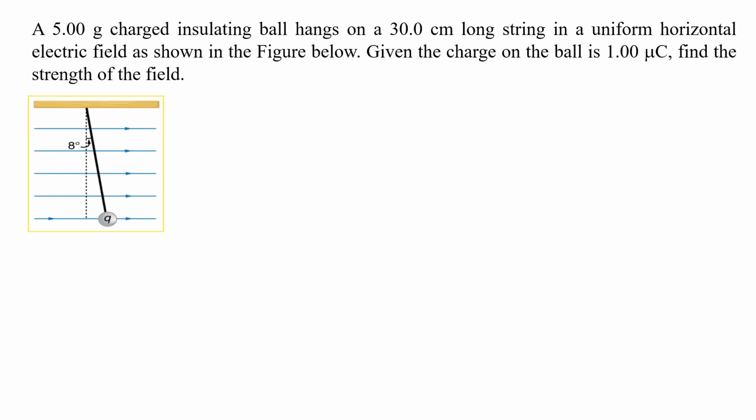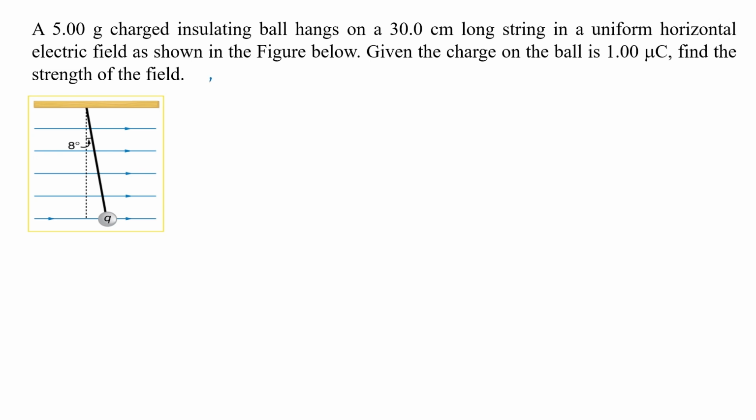A 5.00 gram charged insulating ball hangs on a 30.0 centimeter long string in a uniform horizontal electric field as shown in the figure below. Given the charge on the ball is 1.00 microcoulomb, find the strength of the electric field.